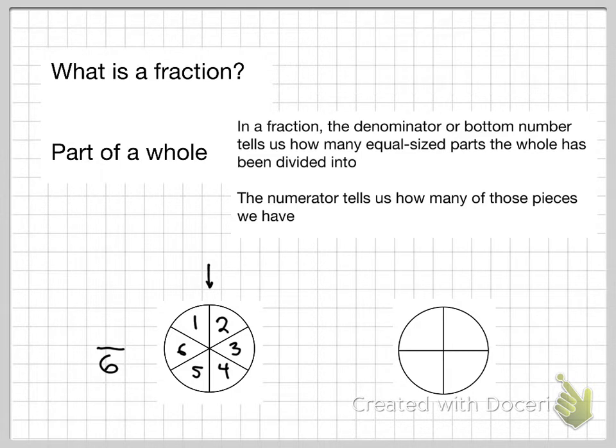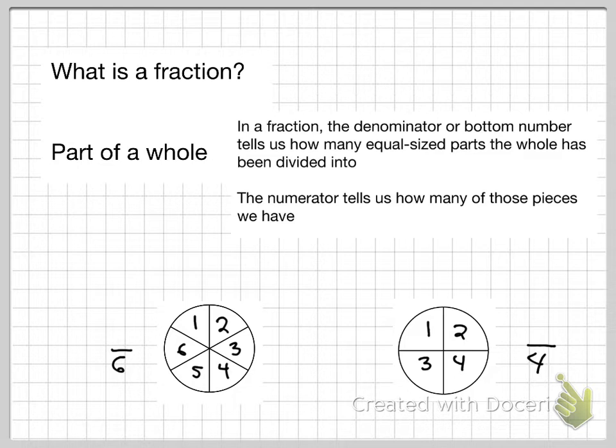Likewise, in this other circle here, we can see that there are 1, 2, 3, 4 equal-sized pieces, so we know that our denominator is going to be 4. Then we have a numerator. So the numerator, or the top number, tells us how many of those pieces have been shaded or selected.